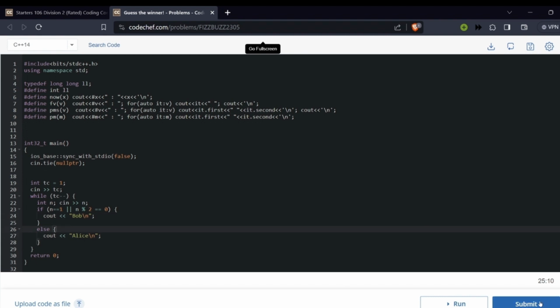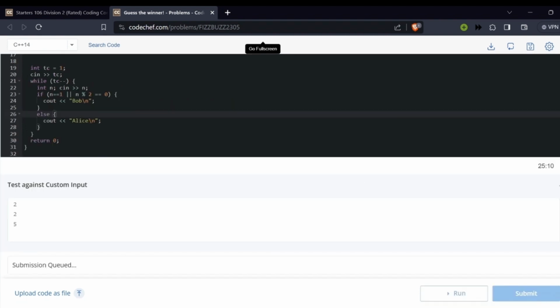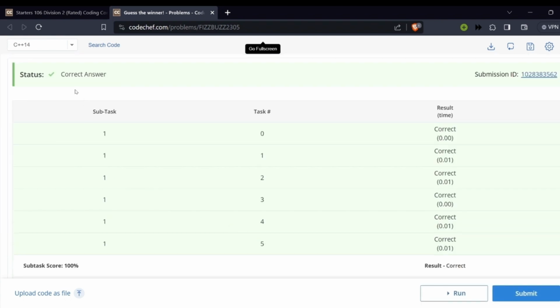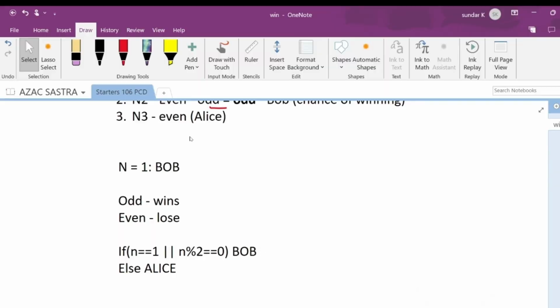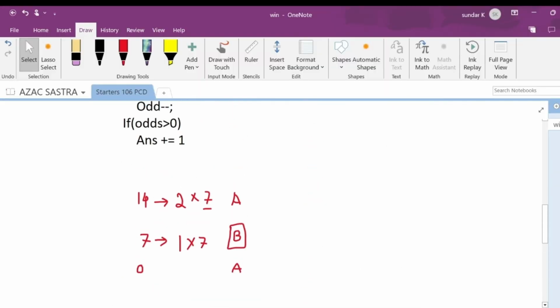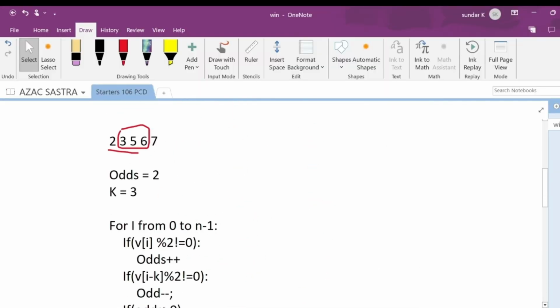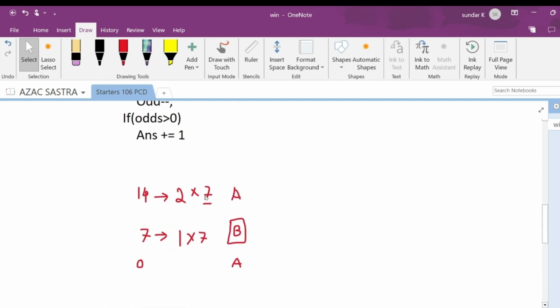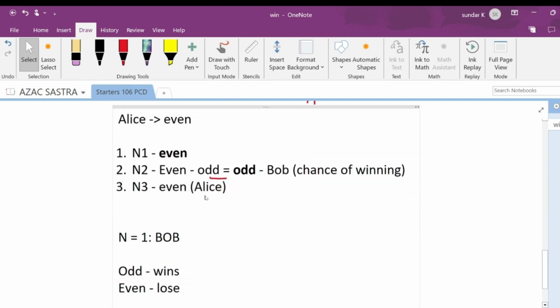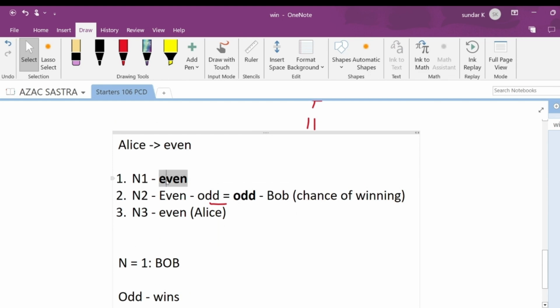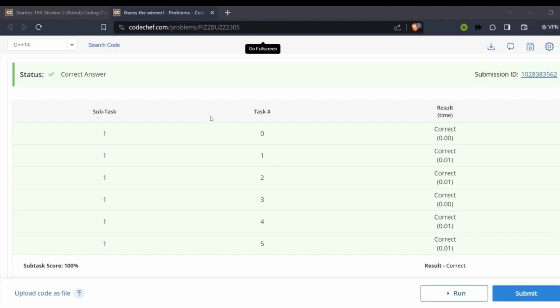Now let me submit this code and check the verdict. So yeah, this code is getting accepted. This is how we can solve this problem. That's why I said in the beginning that this is a very simple problem, but if you get deviated from the actual observation, then you'll spend a lot of time to solve it. So instead of concentrating on the prime factors, you should actually be looking at the odd and even cases. So this is the solution for this problem.